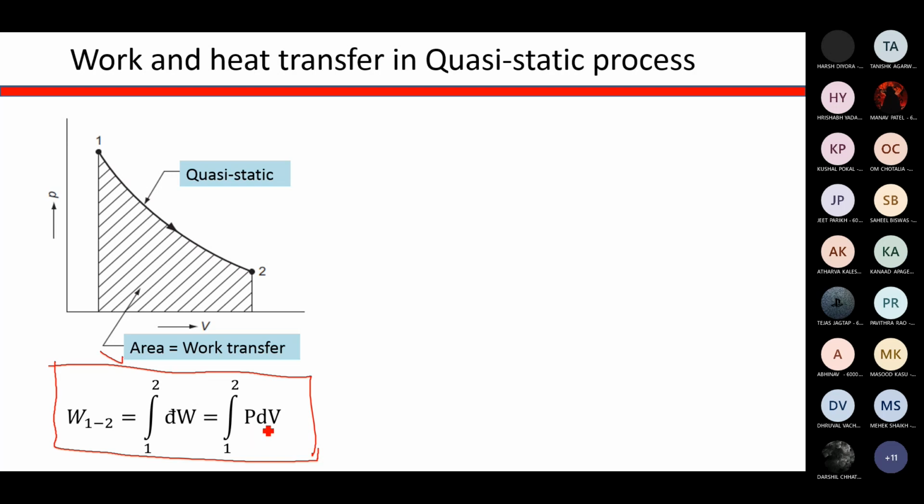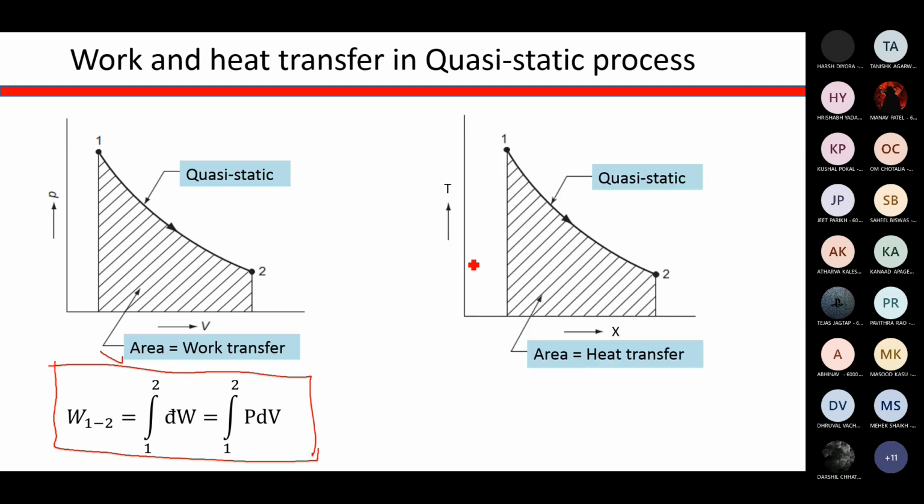W1-2 is the integral of PdV. Similarly, I am taking the area under another curve. This is again a similar kind of curve, but the area is different. I am taking the temperature on the y-axis, but I don't know what the property on the x-axis is, so I am simply using capital X as a symbol. The area under this T-X plot is nothing but the heat transfer. So Q1-2 is the integral of d bar q, which is also the integral of T dX. What is this X quantity we are going to introduce in the second law of thermodynamics?